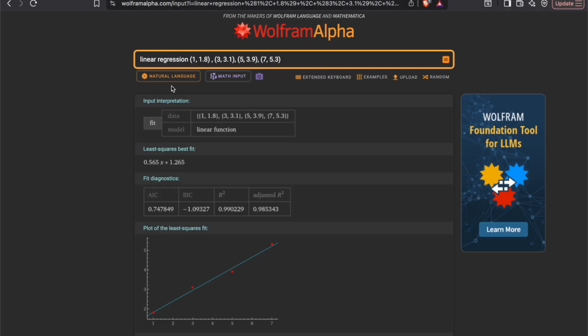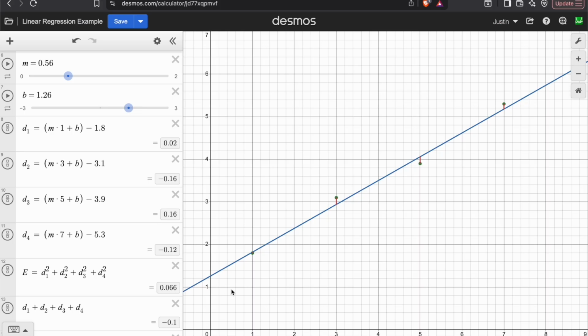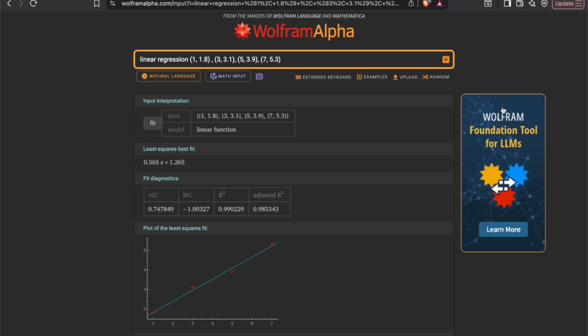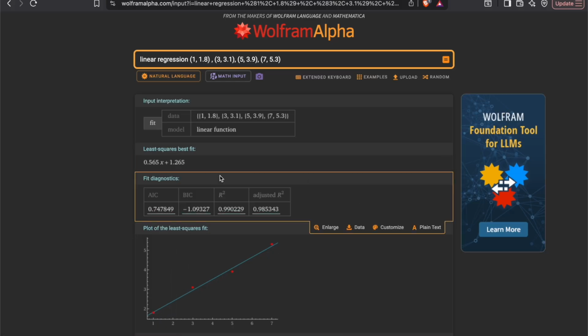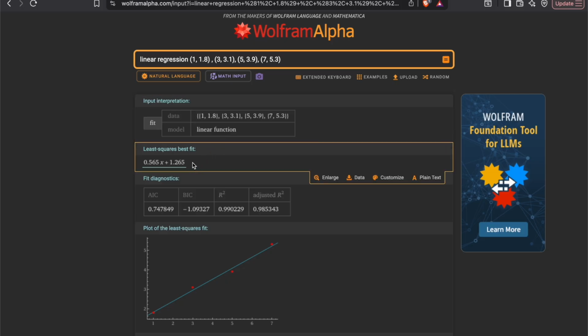It's going to take all of those square distances here. The distance from the point to the line. This distance from the point to the line. This distance from the point to the line. This distance from the point to the line. And it's going to mess with that M and the B until they all get as small as possible. And then it is going to give you a model for that right there. And what it tells us is 0.565x, 1.265 for B. So the M, the slope here, should be 0.565, and the B should be 1.265.